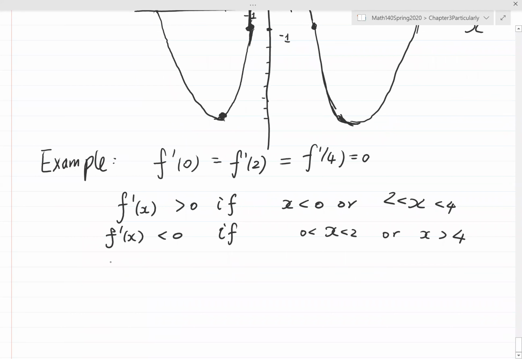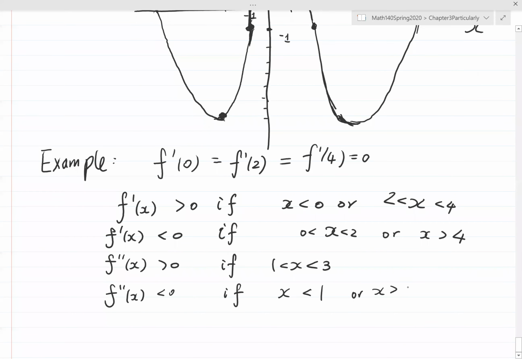Now the second derivative: f second derivative x is positive if x is from 1 to 3, and f second derivative x is less than 0 if x is less than 1 or x greater than 3. Now plot a graph of f that satisfies all the given conditions.